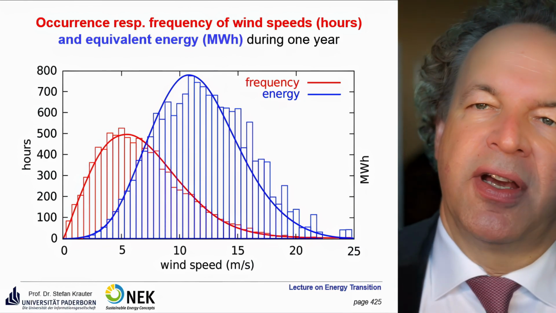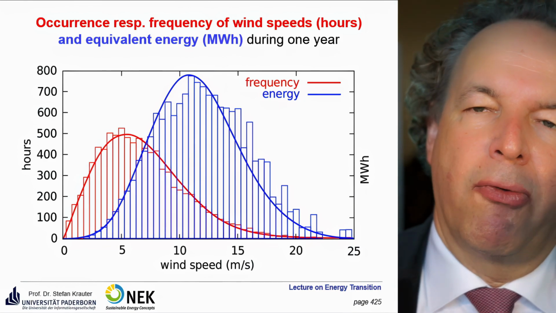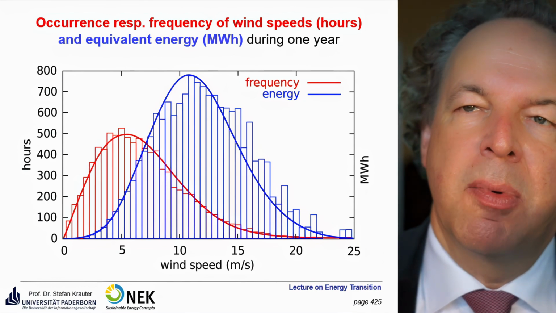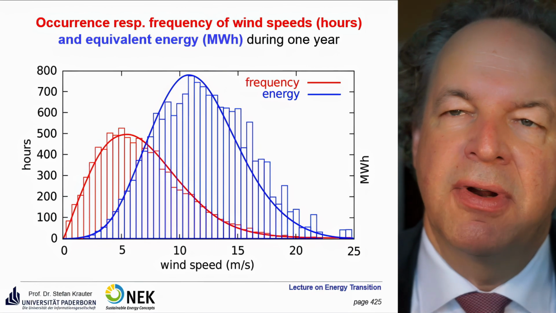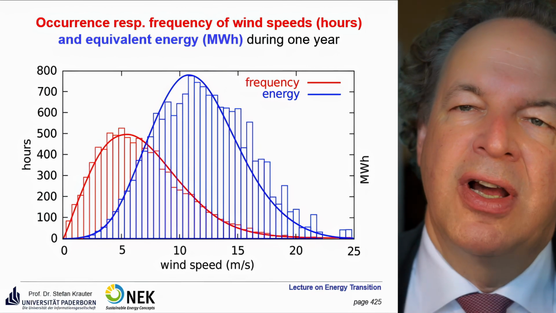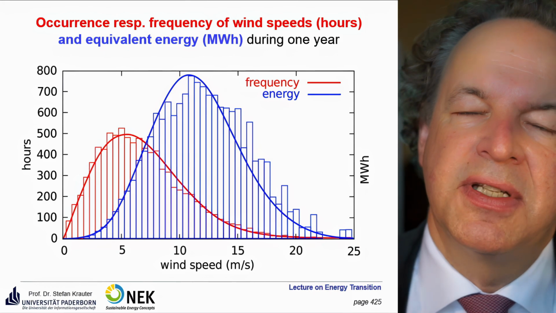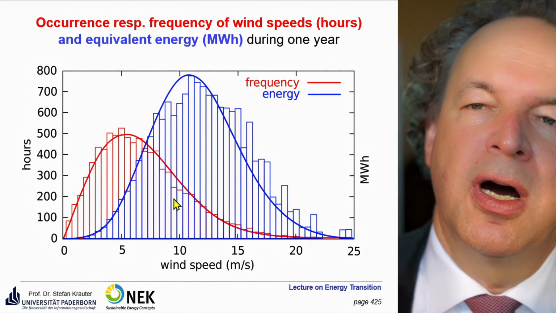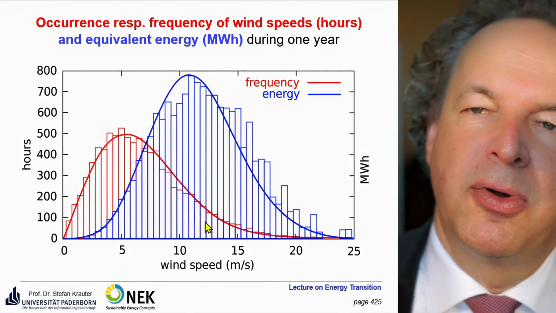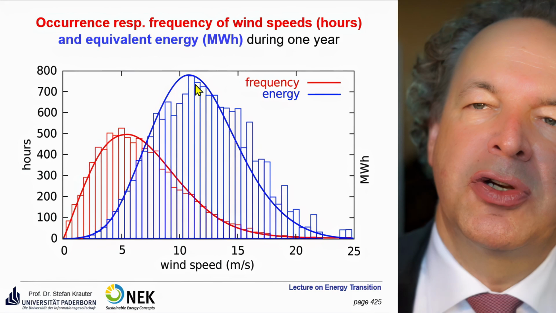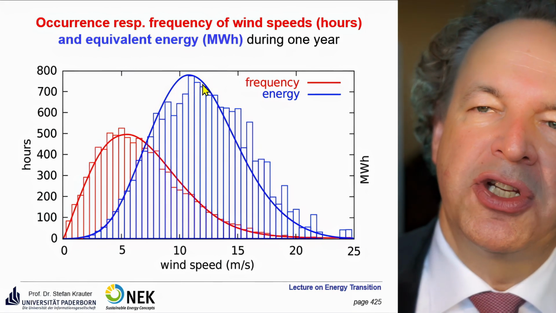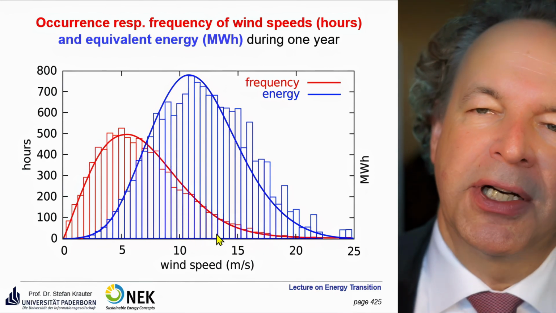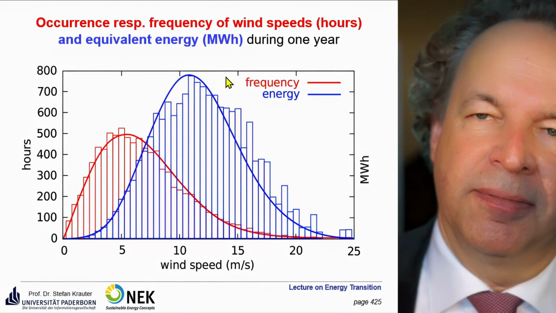Here we have the occurrence in red. So you already know that's a Weibull distribution, while the higher wind speeds contain considerably more energy due to this cubic relation. The energy availability looks quite different from the frequency. You see here even wind speeds above 10 meters per second occur quite seldom according to this Weibull distribution, but they contribute most to the energy of that wind turbine. So you shouldn't neglect those parts because they contain a lot of energy.